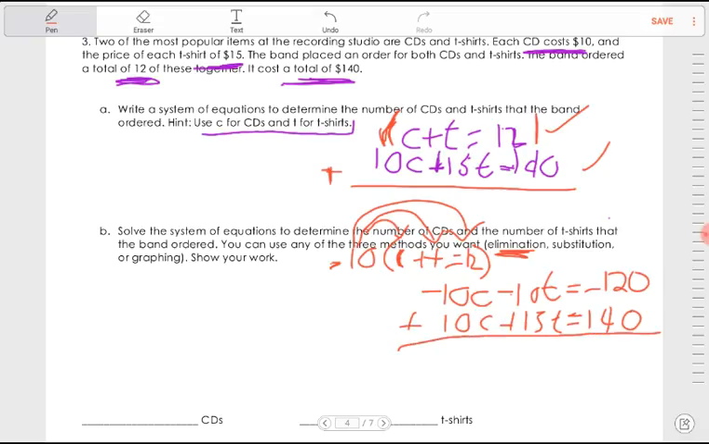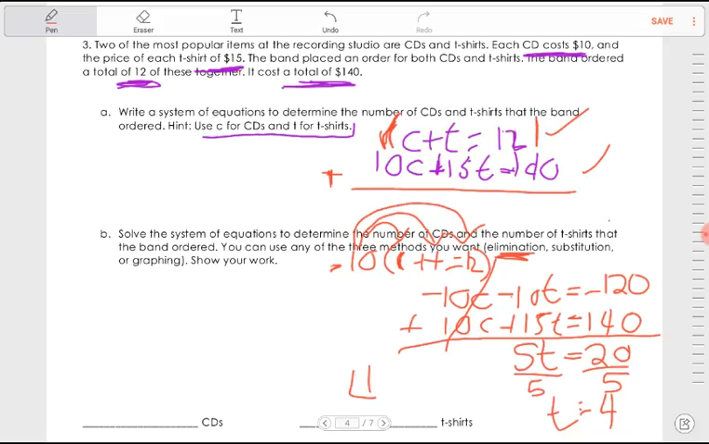and we'll be able to eliminate. Okay, negative 10C plus 10C, that eliminates. We have negative 10T plus 15T. Negative 10 plus 15 is positive 5T. And on this side, we have negative 120 plus 140. Negative 120 plus 140, that is 20. Okay, so 5T equals 20. I'm solving for 1T. Divide both sides by 5. And I find T equals 4. And in this case, T stands for t-shirts, so 4 t-shirts.